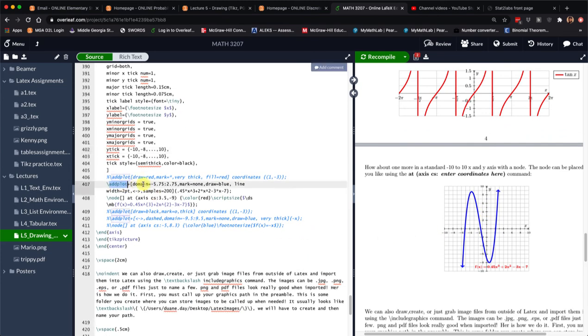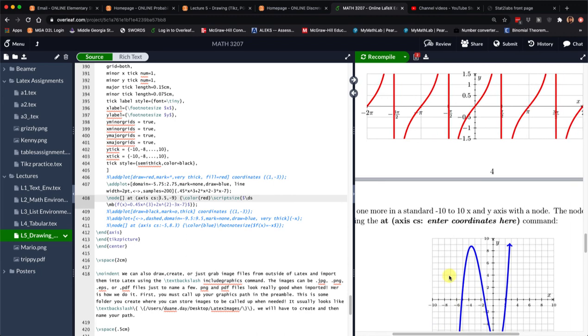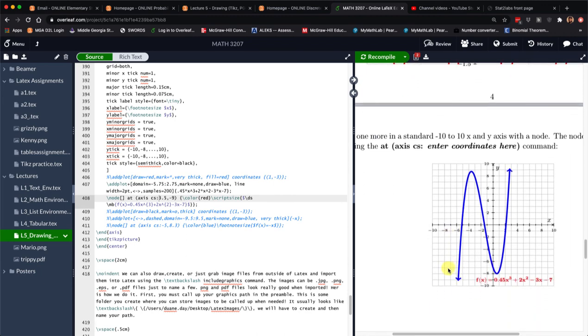Here I added plot, and I had to do the domain a little funky because this is a cubic. And I drew it blue. Did the same kind of setup, and then I put my actual function in there. You can actually draw the function out like this as well. And then did a colon, and then I did a node at axis CS 3.5, -9. I did a color red, script size, and then in math type I did the display style that you see down here, f of x equals 0.45 x cubed, plus 2x squared minus 3x minus 7.